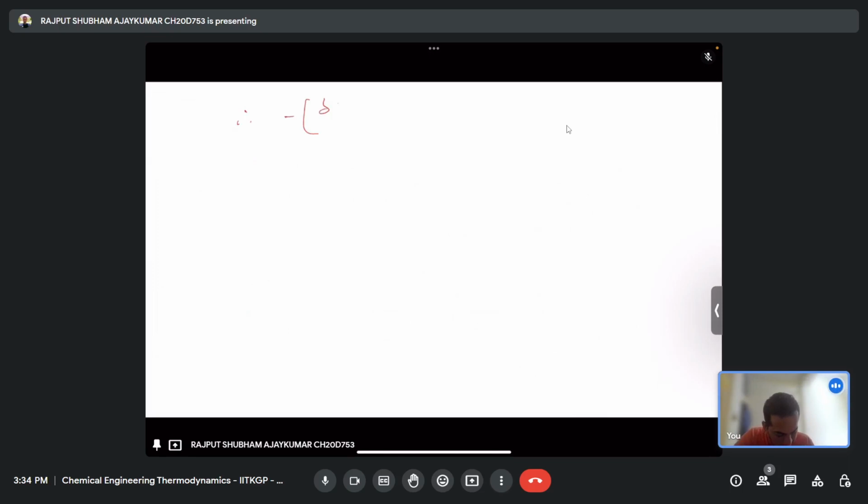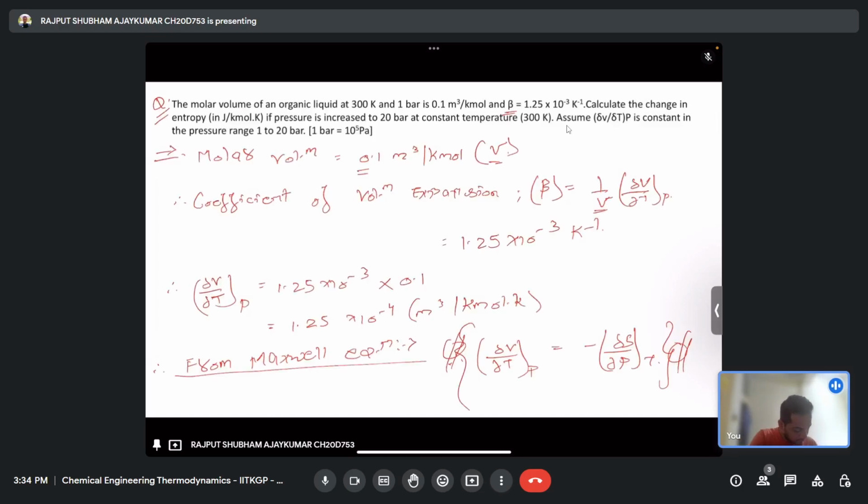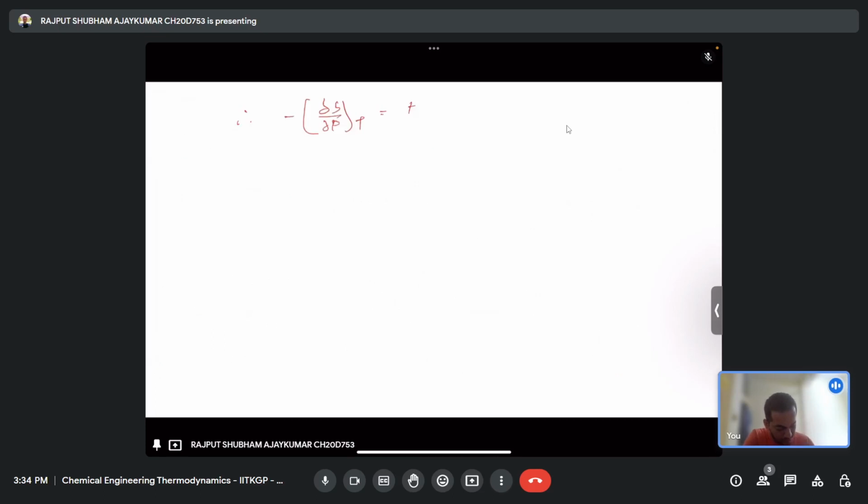minus del S by del P at constant T equals minus, that will be positive. So this is minus, I will take 1.25 into 10 raised to minus 4 meter cube per kilomole Kelvin. Now I am to determine the change in entropy.